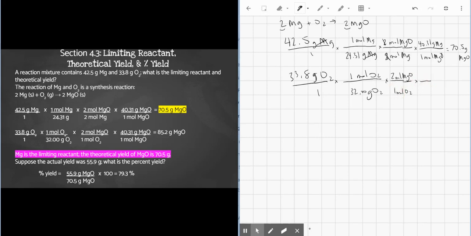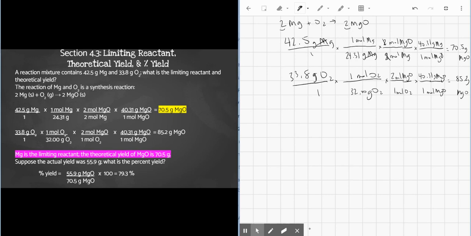Okay, and last step, the molar mass doesn't change. So it's still 40.31 grams of magnesium oxide in 1 mole of magnesium oxide. Okay, and if we multiply the top, divide by the bottom, we get 85.2 grams of MgO. So which one is our limiting reactant? The smaller number tells you which reactant you will run out of. So once we've used up all of this magnesium, we've made 70.5 grams of magnesium oxide.